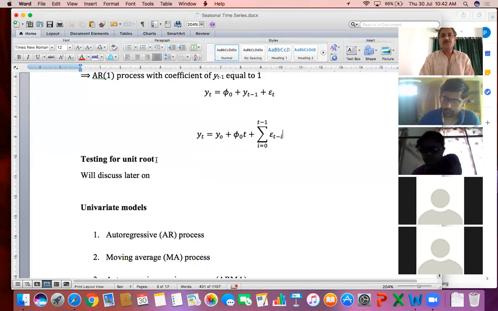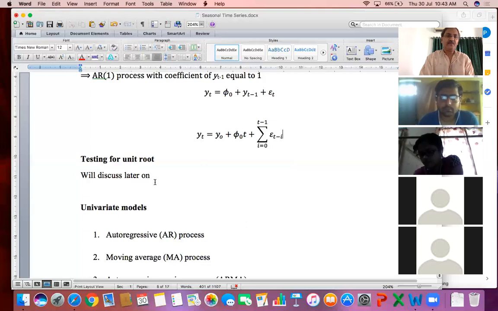So the unit root test started with the Dickey-Fuller test. This is a classic test, and later on the Dickey-Fuller test was developed in different ways to capture different complications appearing in the data. This part will be discussed later on.